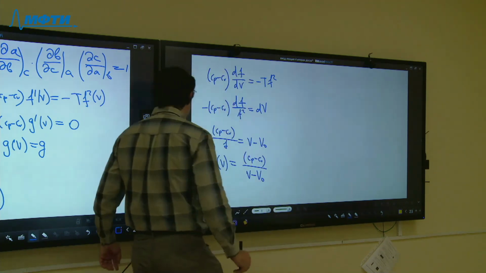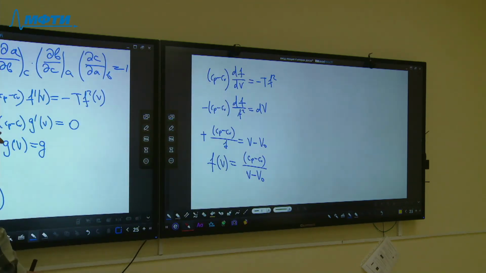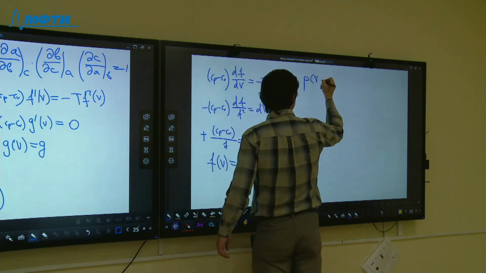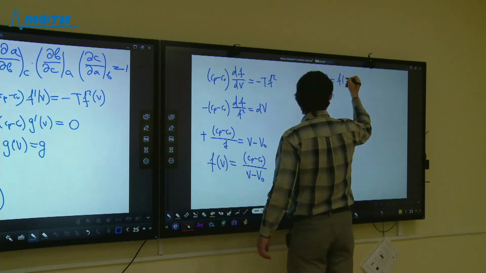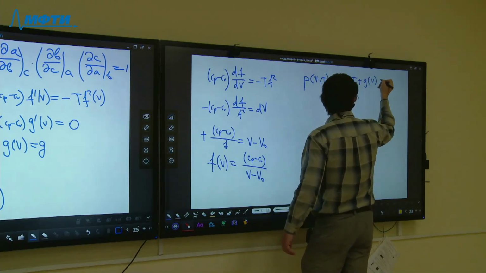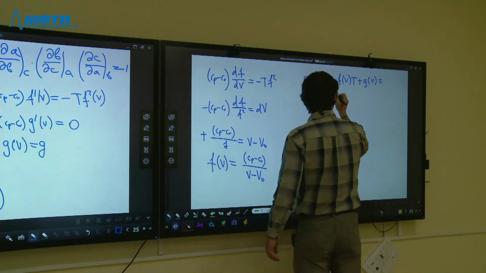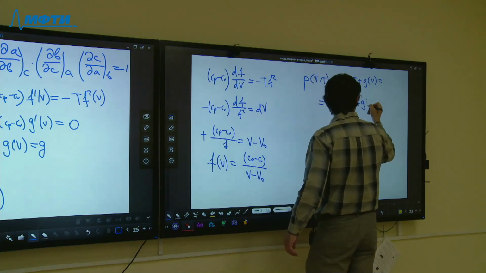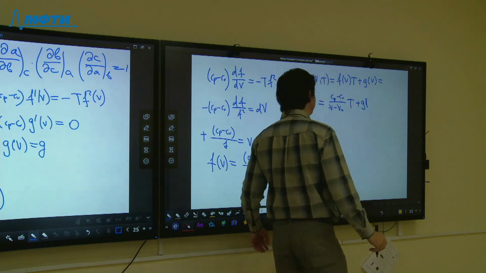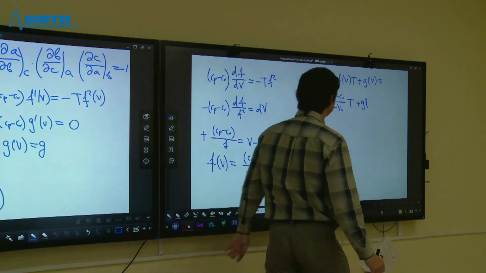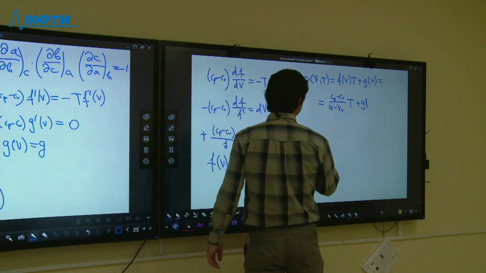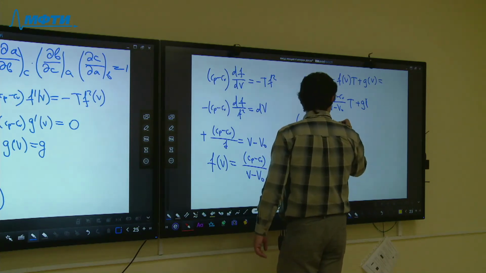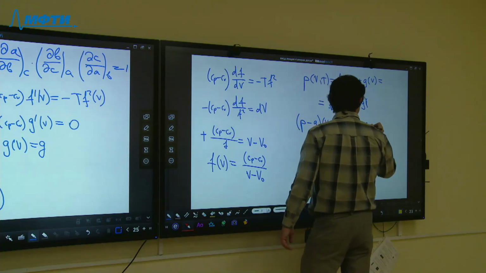And now we are ready to substitute these functions f of v and g of v into the initial dependence for pressure. So pressure as a function of volume and temperature is f of v times T plus g of v. So that gives you Cp minus Cv over V minus V0 times T plus g of v. Okay, g of v is just a constant, so I will write just a constant g. So that would give me the following equation of state: P minus g times V minus V0 equals Cp minus Cv times T.